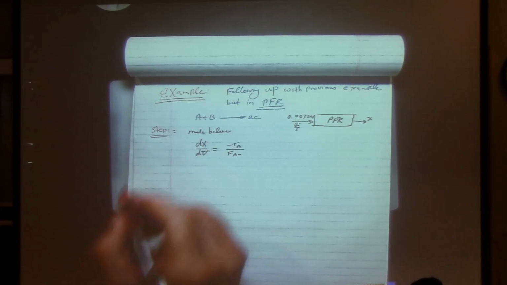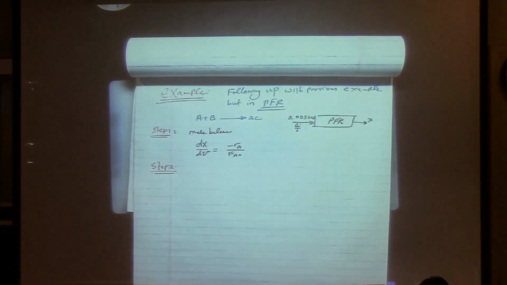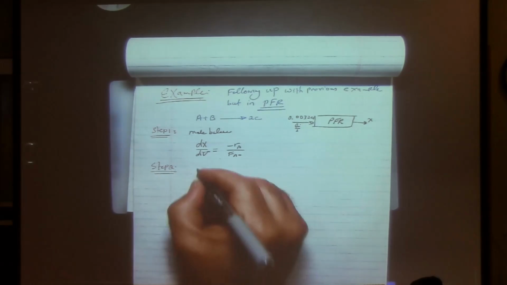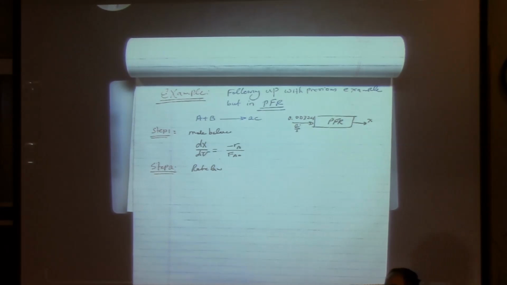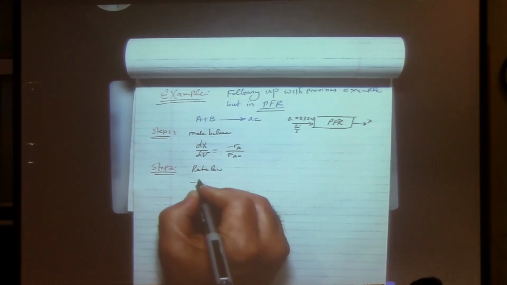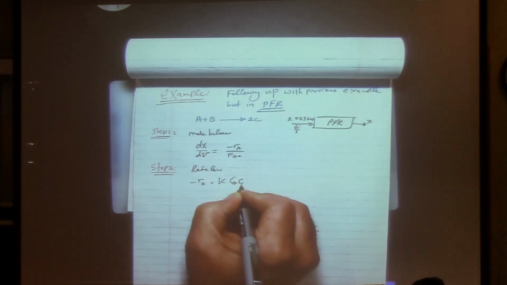Step 2. Step 2 is the rate law, right? If we don't provide you with different kinetics, you consider that these are elementary reactions, meaning that the rate follows the stoichiometry. So it would be minus rA is k CA CB.